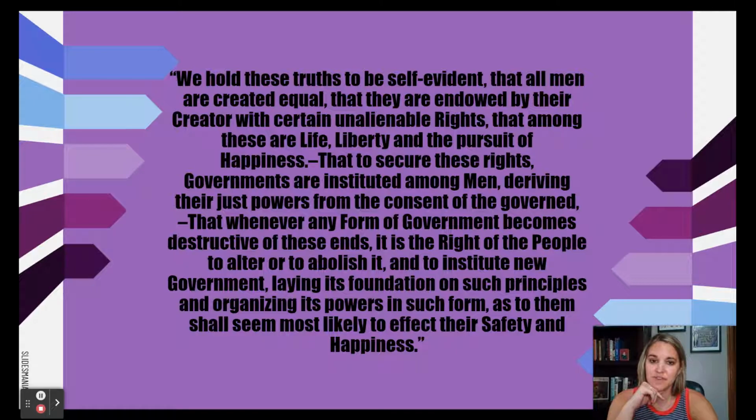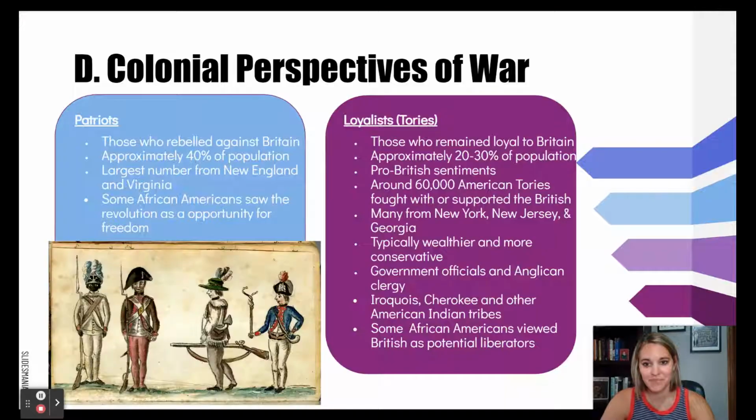We hold these truths to be self-evident, that all men are created equal, that they are endowed by their Creator with certain unalienable rights, that among these are life, liberty, and the pursuit of happiness, that to secure these rights, governments are instituted among men, deriving their just powers from the consent of the governed, that whenever any form of government becomes destructive of these ends, it is the right of the people to alter or abolish it, and to institute new government, laying its foundation on such principles and organizing its power in such form as to them shall seem most likely to affect their safety and happiness.